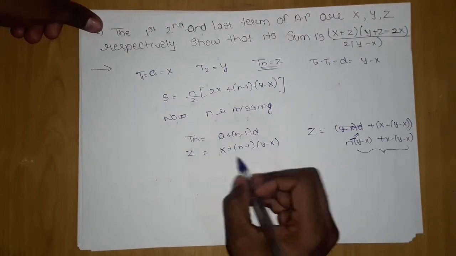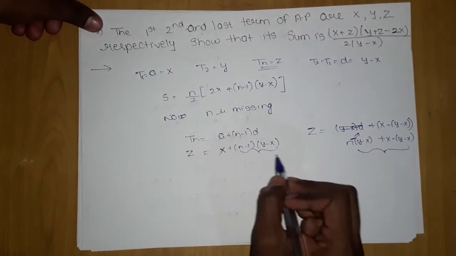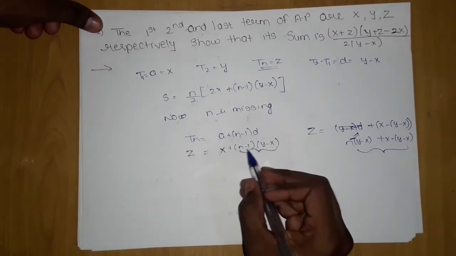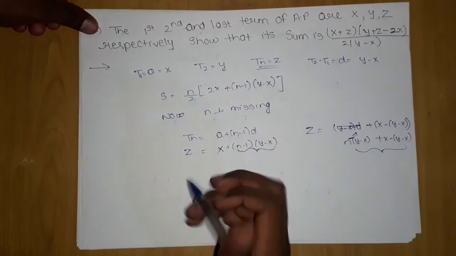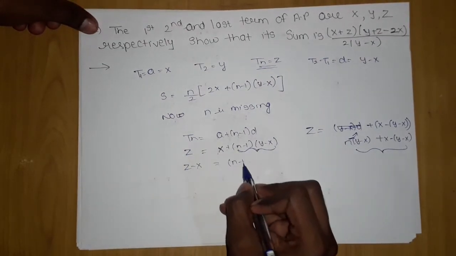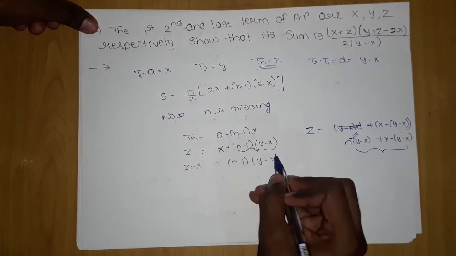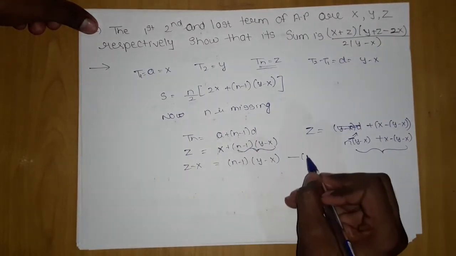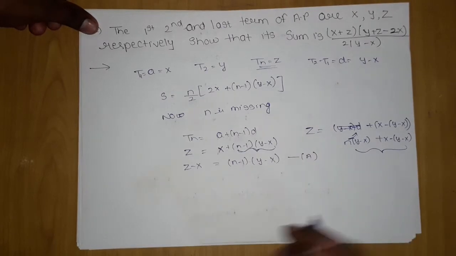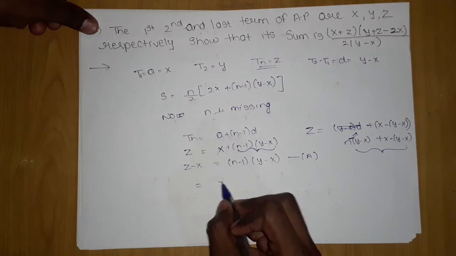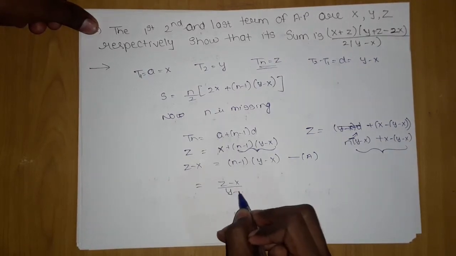After that we got this value. That was the main purpose, I was using this formula rather than that formula. So n minus 1 into y minus x is z minus x. So we got one value. Our main purpose was finding n. Now let's find n, which is z minus x upon y minus x.